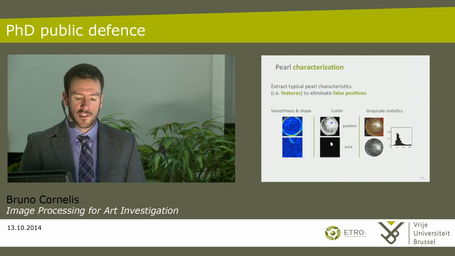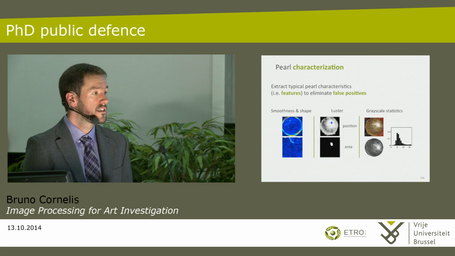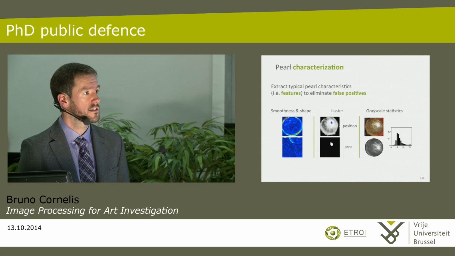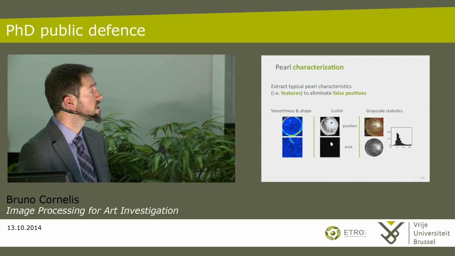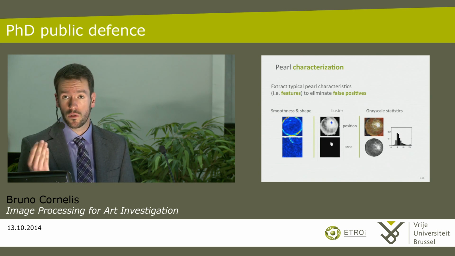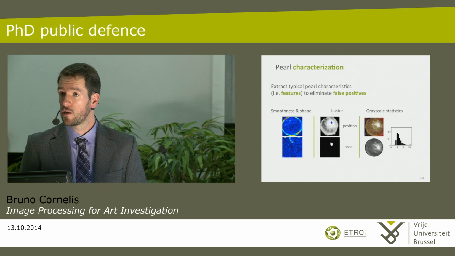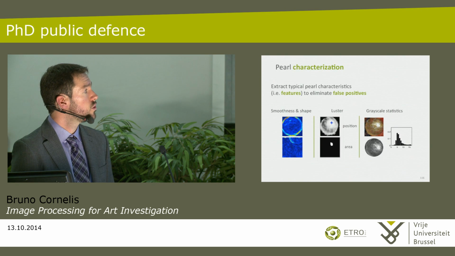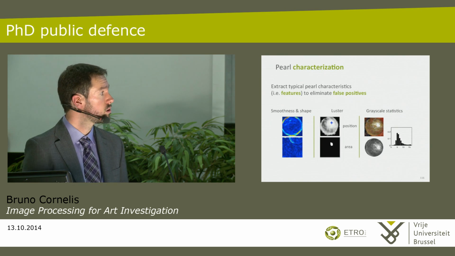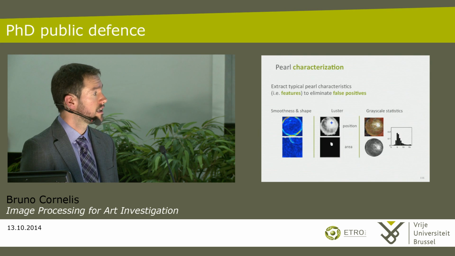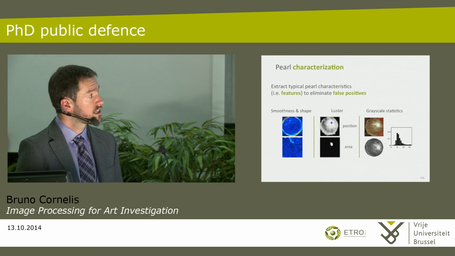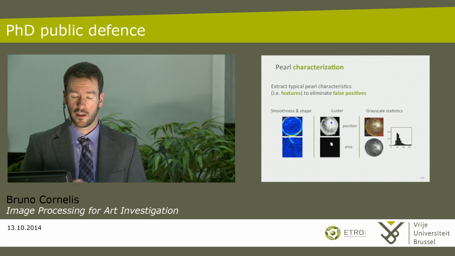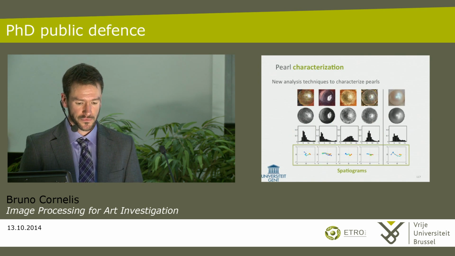Now, there are still some false positives. There are still some things that the algorithm sees as a pearl which are not. So we need a post-processing step that takes a number of features into account. For example, a pearl is something that is very smooth. The surface is very smooth, which is something we are able to characterize with image processing techniques. We're able to locate the reflective spot within a pearl. We're also able to calculate the area of that reflective spot. We could extract a number of grayscale statistics with which we can eliminate false positives.